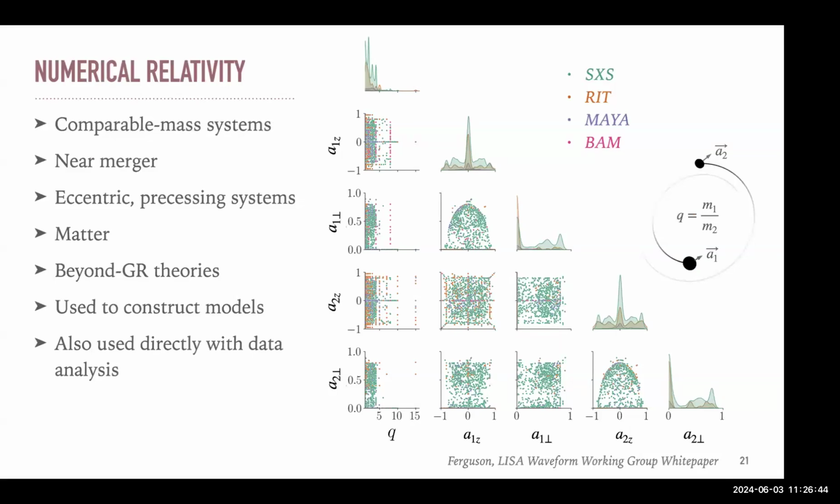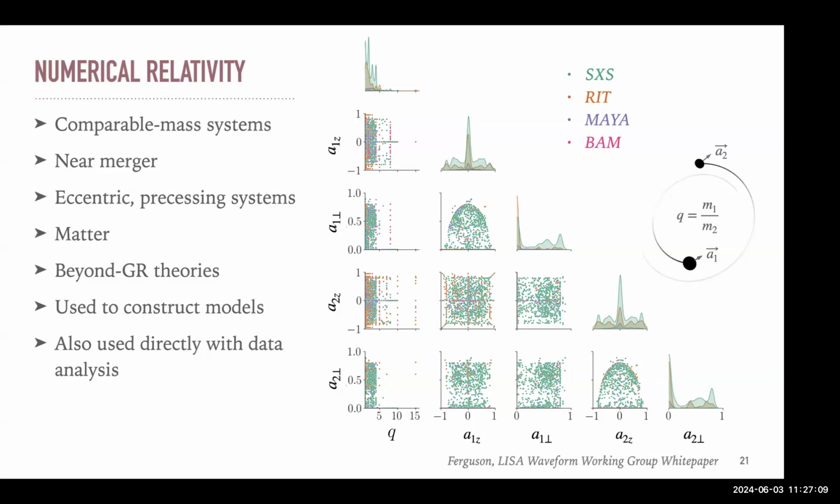I'll go through my list on the left, but I also want to tell you about this plot on the right. This plot on the right is a sample of 4 of the public catalogs. There are some more, but these are the most populous public catalogs. You've got the SXS in blue, RIT, Maya, and BAM, which are Einstein toolkit based. And this shows the coverage of that.